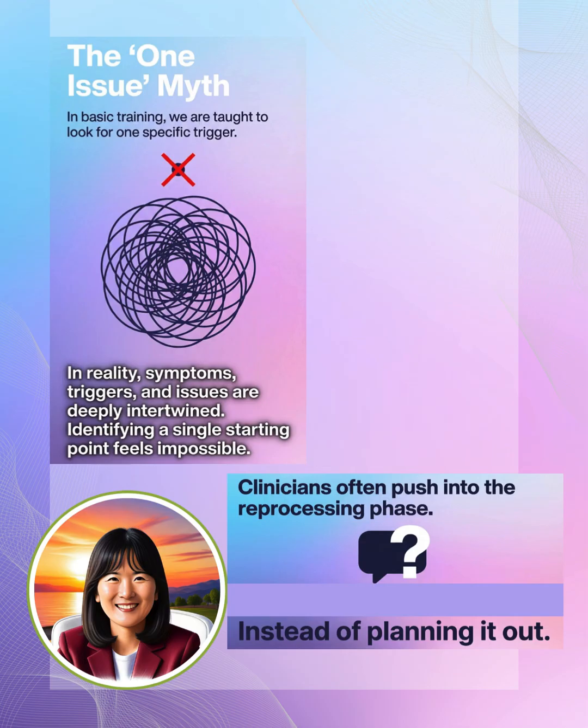At the same time, many clinicians also want to rush into the phase 4 reprocessing. They often start reprocessing based on the trauma memories shared by the clients instead of mapping it out based on the treatment goals. At the end of reprocessing, the clinicians are confused as to why they processed these memories and what to do next.